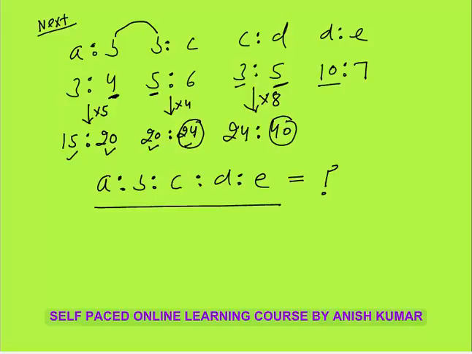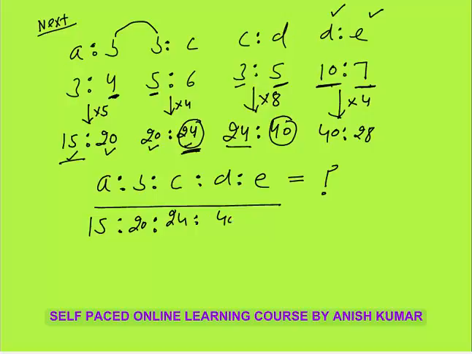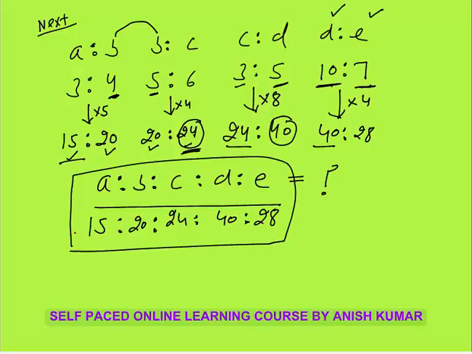Now D comes 40. In this case D is to E is 10 is to 7. It means that whenever D is 10, E is 7. I will make D 40 by multiplying by 4. This is 40, and this will become 28. You got your answer. A is 15, B is 20. Whenever B is 20, C is 24. Whenever C is 24, D is 40. Whenever D is 40, E is 28. This is your final answer. So in this way you can calculate the combined ratio of 5 to 6 numbers. In the next classes, I will continue with more on ratio and proportion.